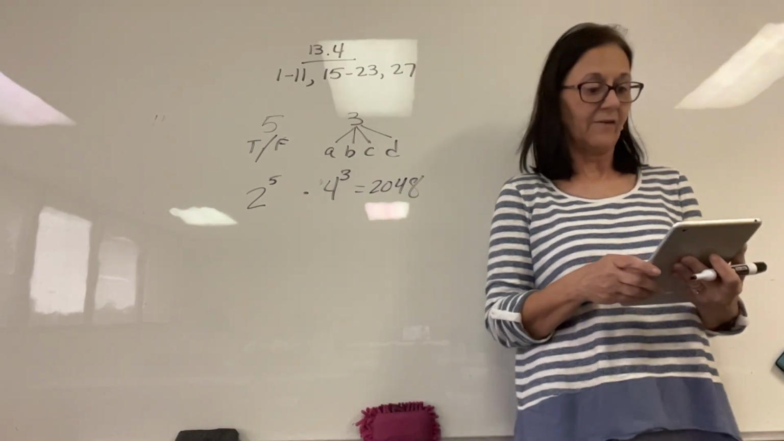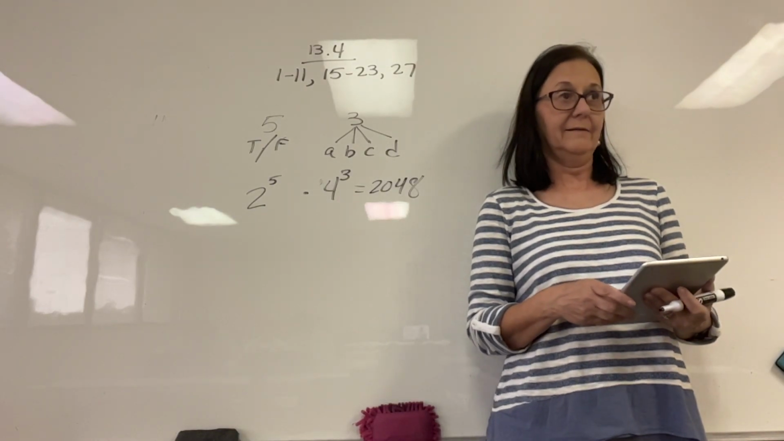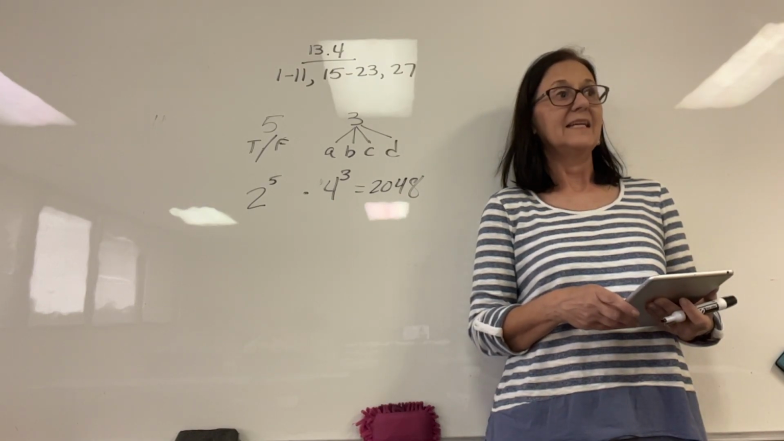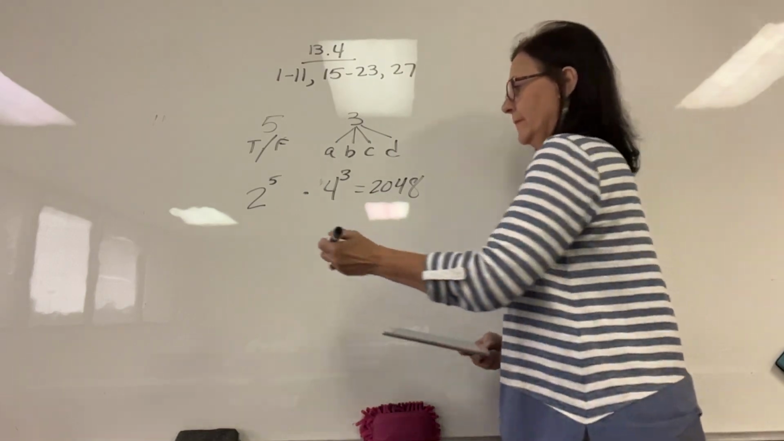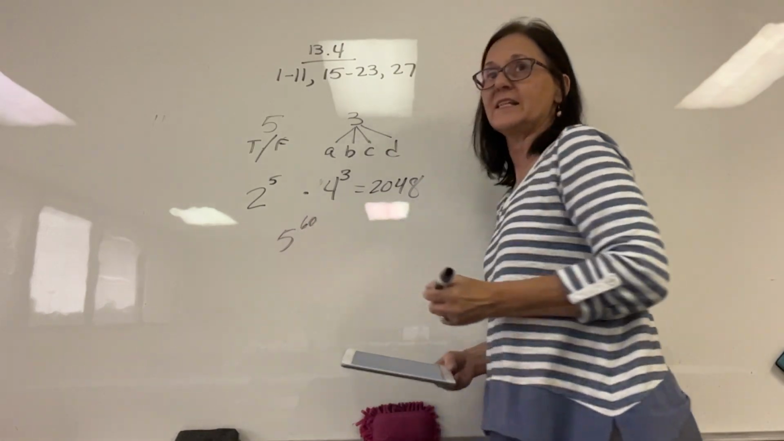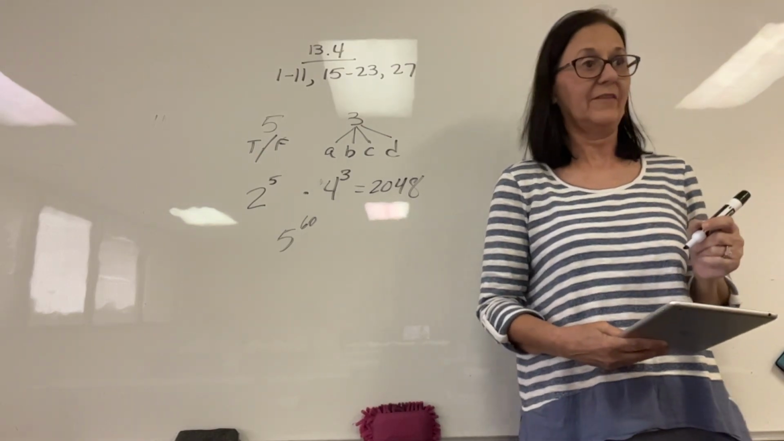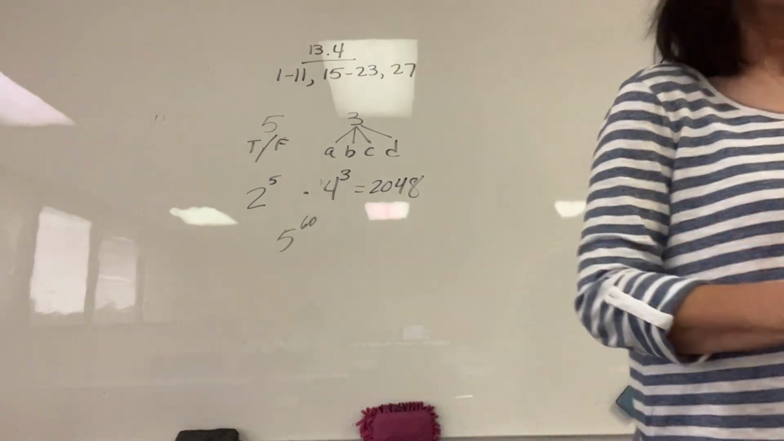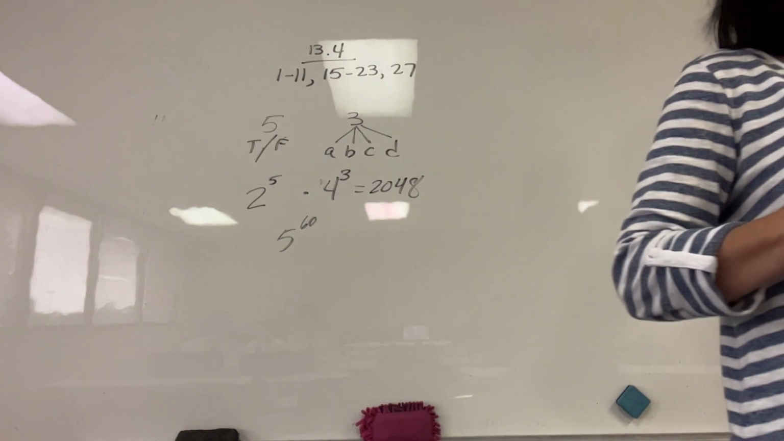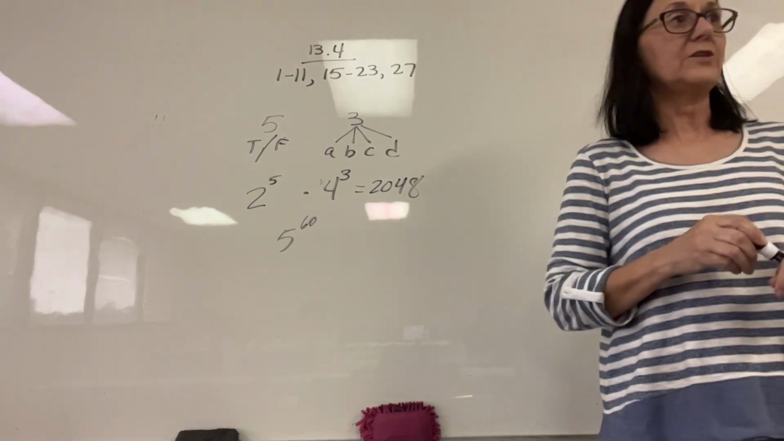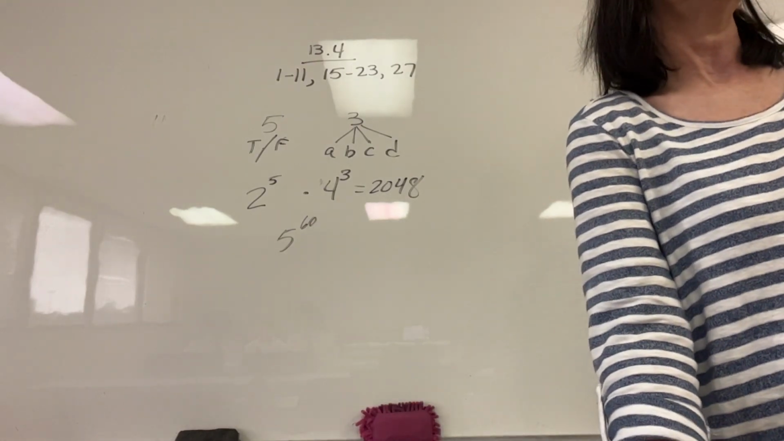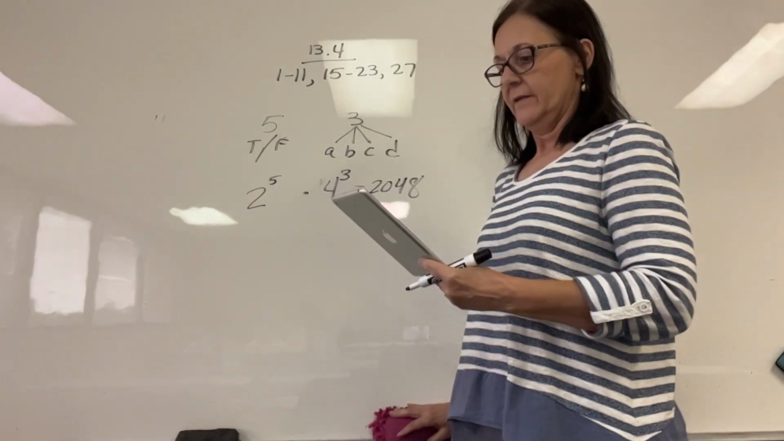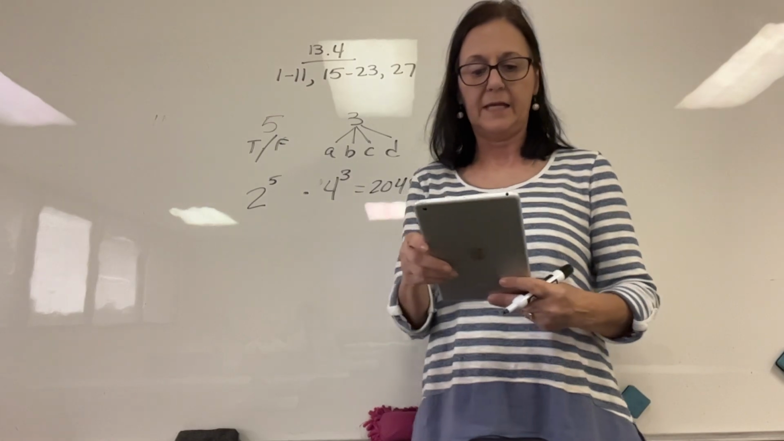Isn't that crazy? It's like the ACT. 5 options, 60 questions. 5 to the 60th are the different combinations that you could have on the ACT. There are 5 options for each question and 60 questions. That's just math. Okay. All right. That was number 19.